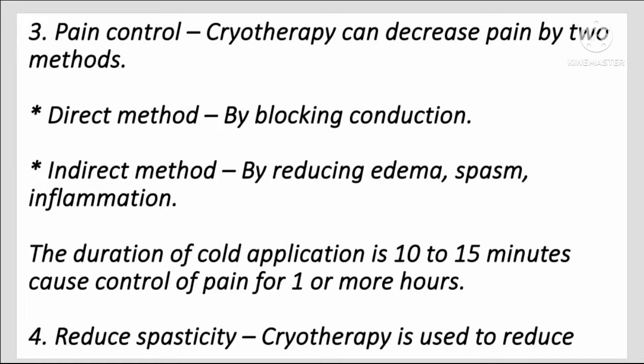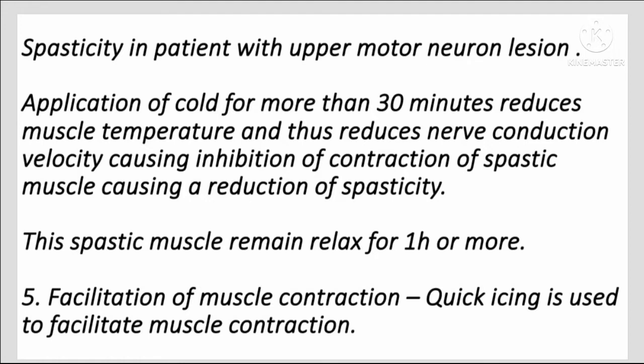Reduce spasticity. Cryotherapy is used to reduce spasticity in patients with upper motor neuron lesion. Application of cold for more than 30 minutes reduces muscle temperature and thus reduces nerve conduction velocity, causing inhibition of the contraction of spastic muscle, causing a reduction of spasticity. This spastic muscle remains relaxed for 1 hour or more.